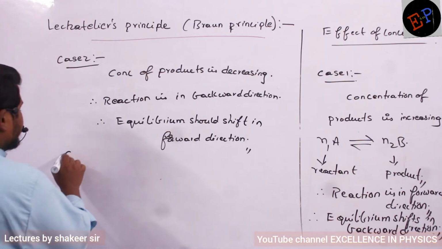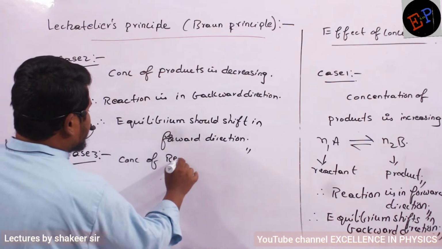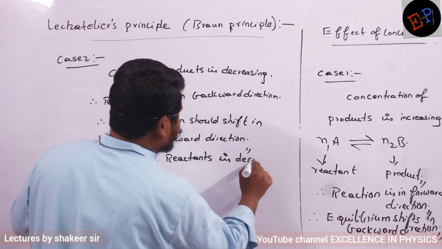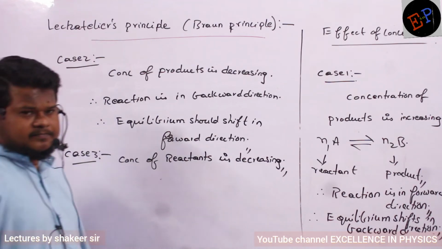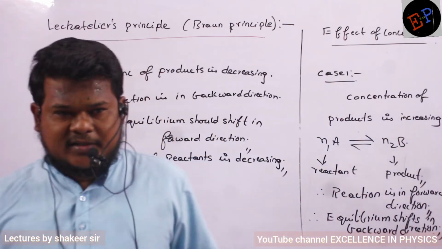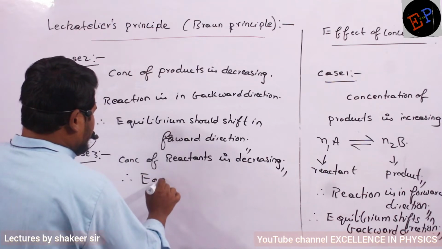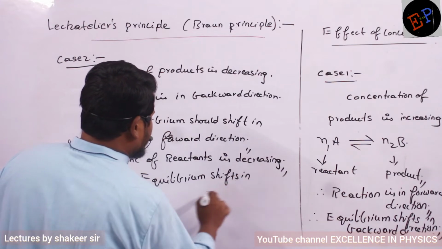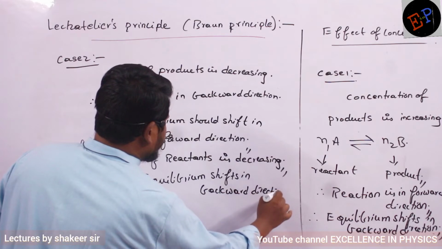What is case number 3? Case number 3 is concentration of reactants is decreasing. So if concentration of reactants is decreasing, then the reaction is in forward direction or backward direction? Forward direction. So equilibrium should shift in backward direction. So therefore, equilibrium shifts in backward direction. So are you able to understand now what is happening?